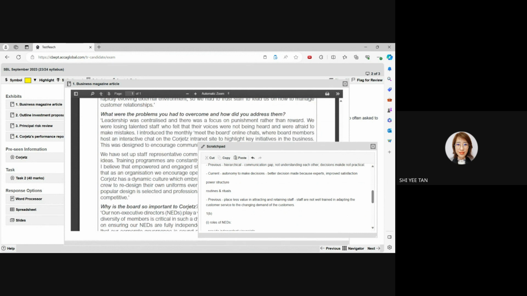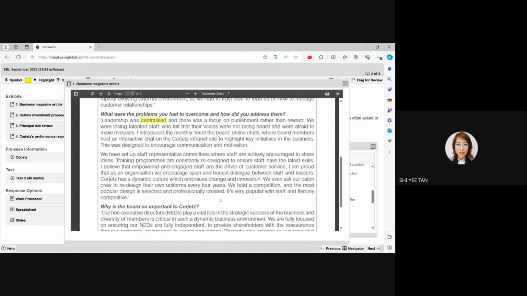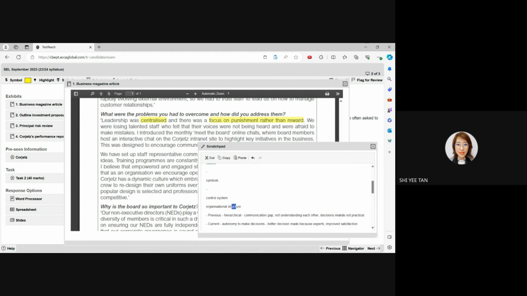Okay, now what were the problems you have to overcome and how did you address them? Leadership was centralized. Last time, centralized leadership. This centralized leadership, you can put it as power structure. Okay, power structure. Focus on punishment rather than reward. This one is control system. Right? Okay. This one very obvious, and put it as control system.